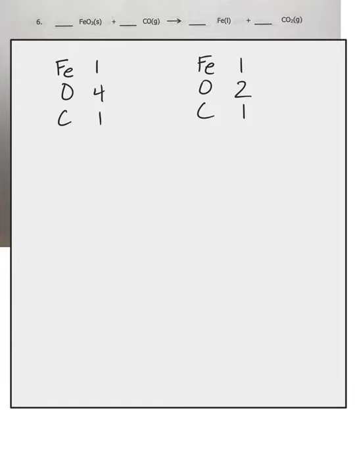We're going to take a look at this one. I made the tally already, so let me get my pointer out. You've got 1 iron and 1 iron, 4 oxygens but only 2 on the product side, and 1 carbon and 1 carbon. So we must start with the oxygens. You'll see that the oxygens up here are in 2 different places. There's 3 here and 1 here. There's 2 oxygens here. If I change these oxygens, the carbon number is going to change, and we don't necessarily want the carbon numbers to change.